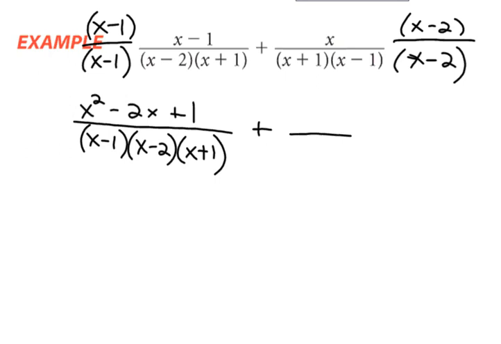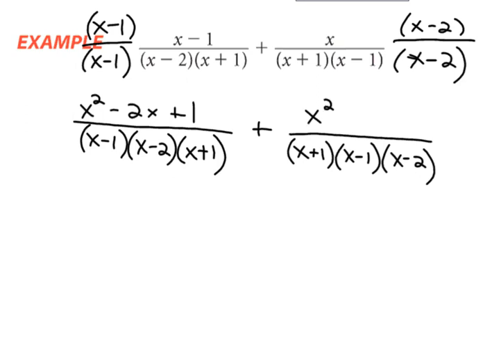Now we'll just write down our denominator, x plus 1 times x minus 1 times x minus 2. But we have to multiply the numerators. So in this case, we have the x times the x minus 2. So we have to distribute the x. X times x is x squared, and x times negative 2 is negative 2x. We have our common denominators, so we can add all the terms in the numerator that are like terms.